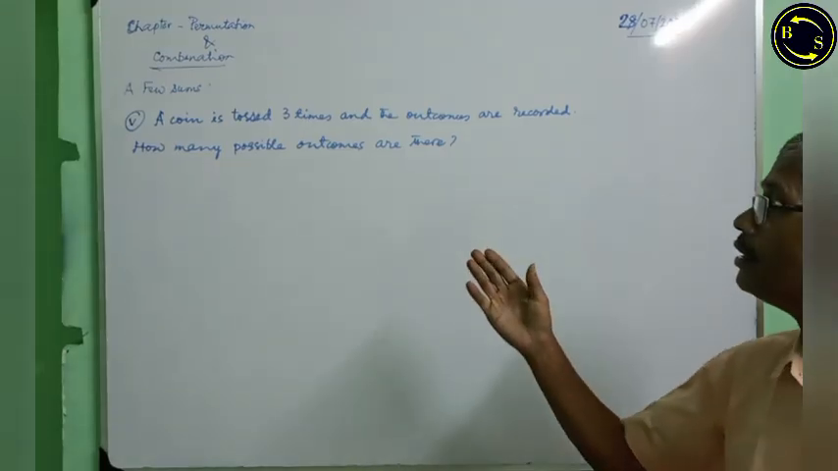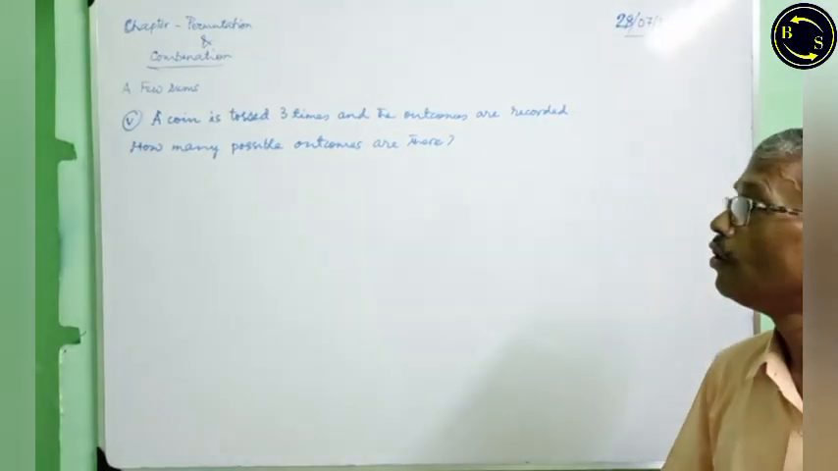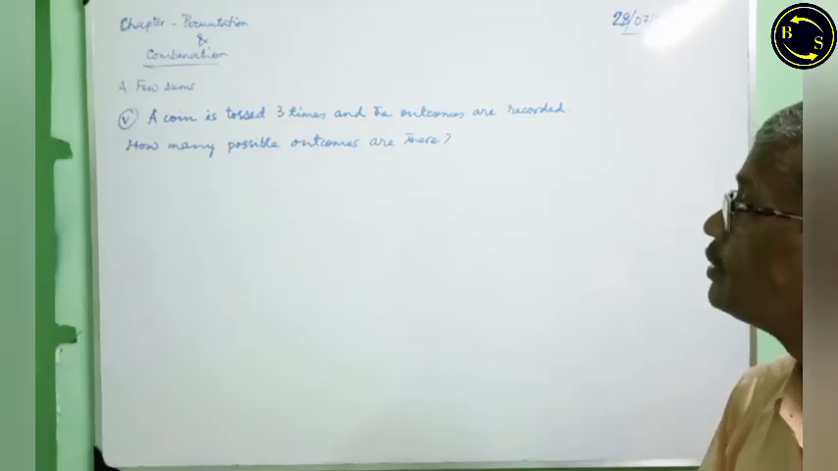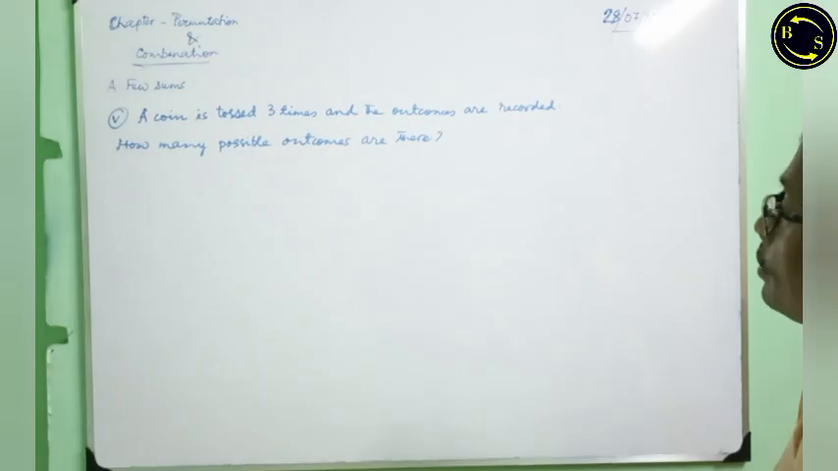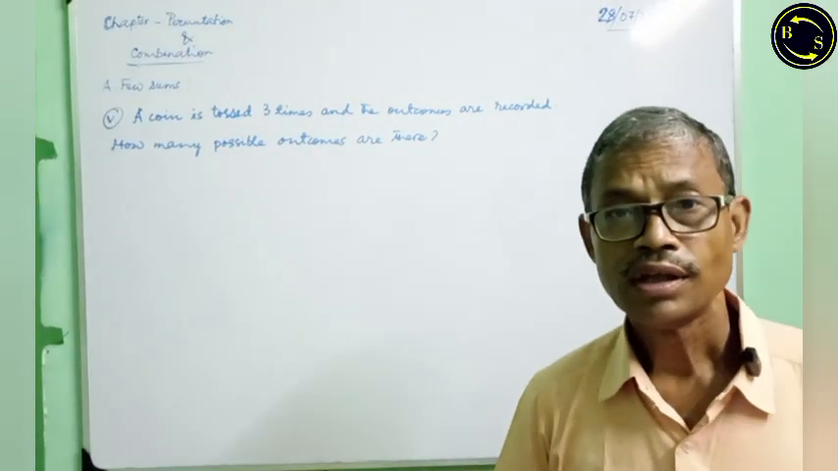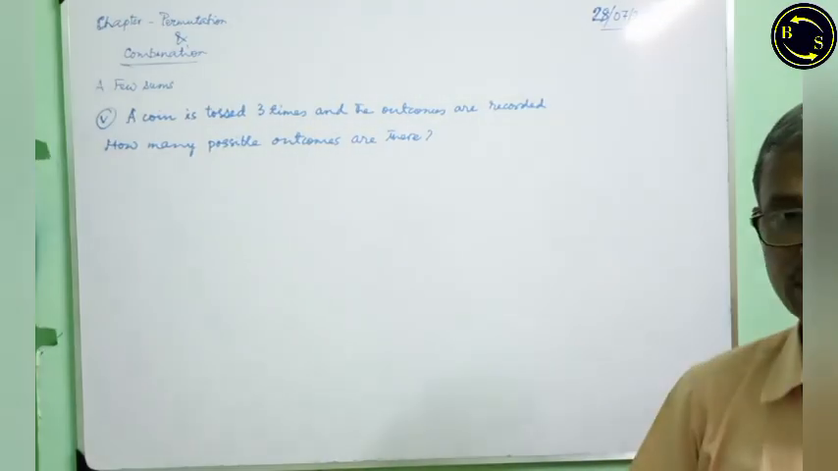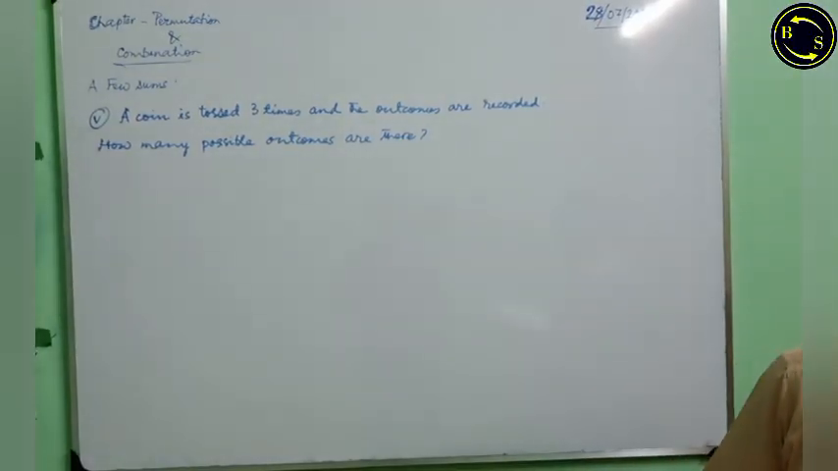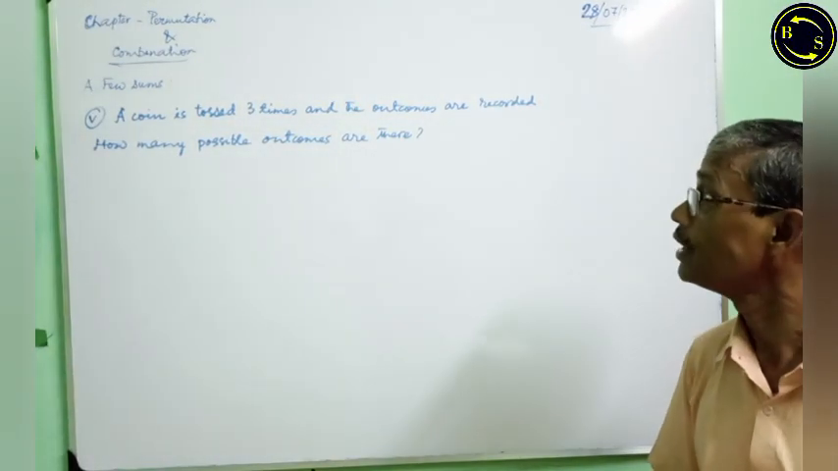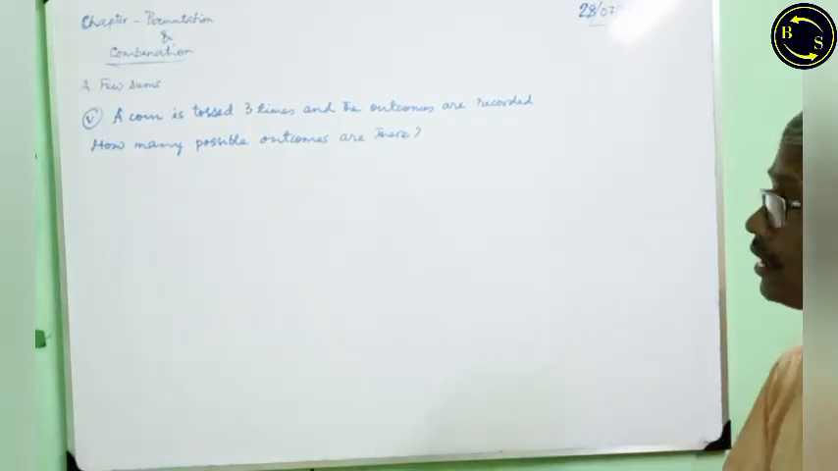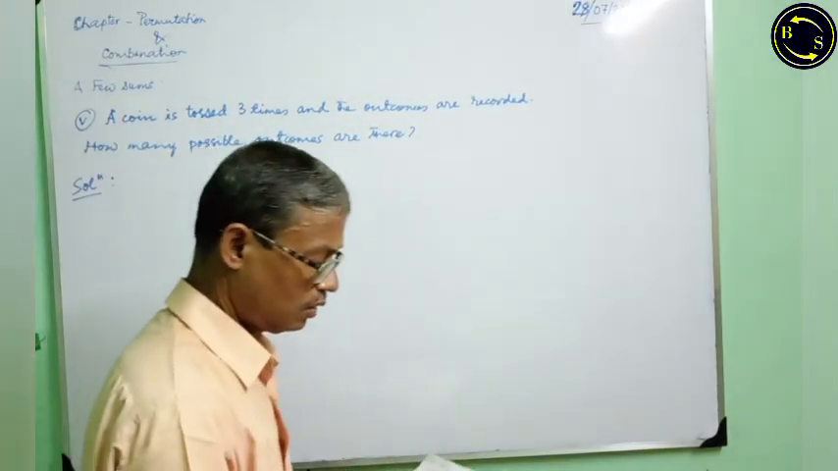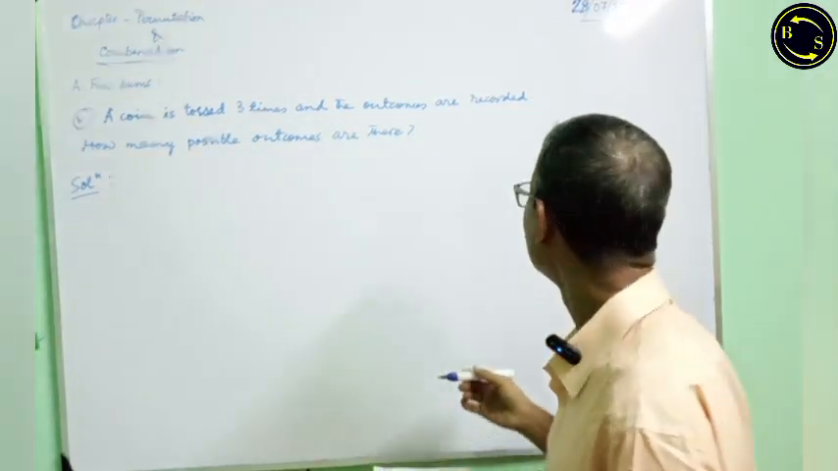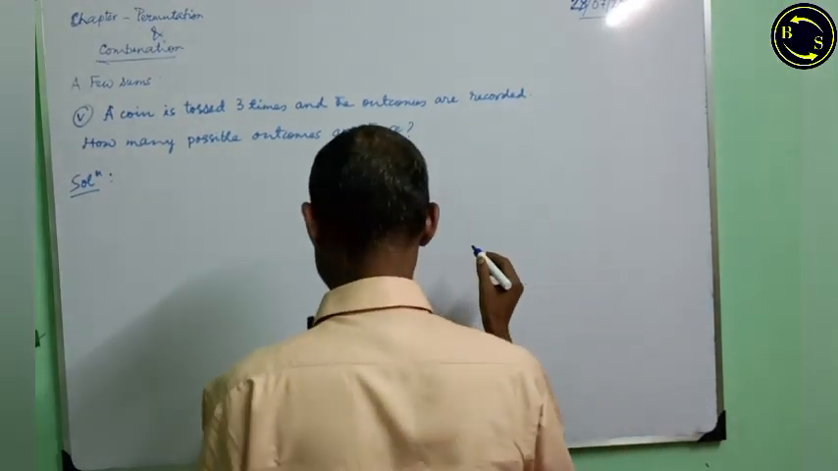Here, a coin is tossed 3 times. Also, it can be said 3 coins are tossed once. Same thing. And the outcomes are recorded. That means head, tail, head like this. The question is, how many possible outcomes are there? I discuss this problem here. First, let me do the rough work like this.